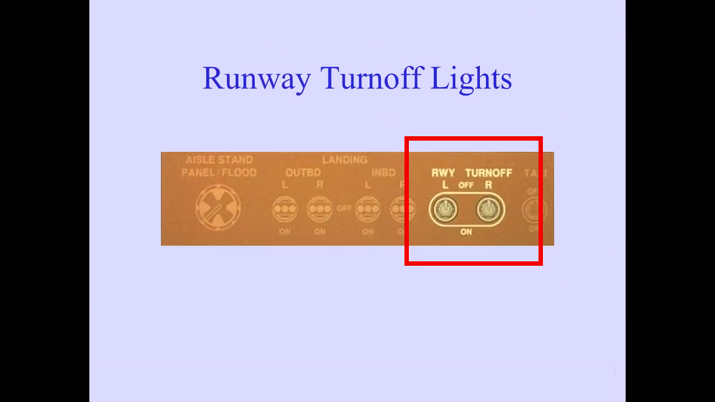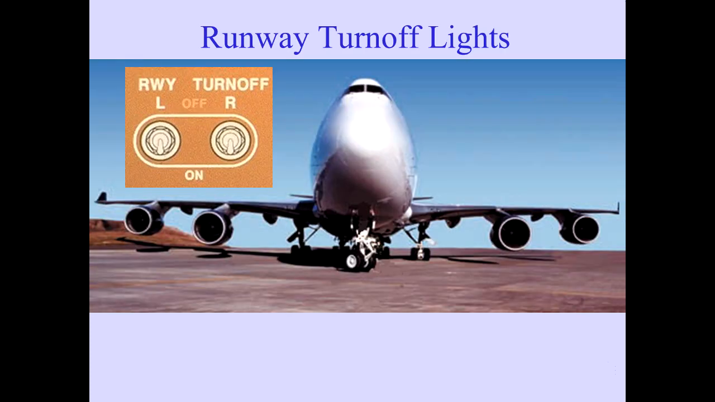The left and right runway turnoff light switches control the runway turnoff lights. Two runway turnoff lights are mounted on the nose gear structure, left and right of the airplane center line. The runway turnoff lights illuminate only when the air-ground sensing system is in the ground mode, and the appropriate switch is selected to on.